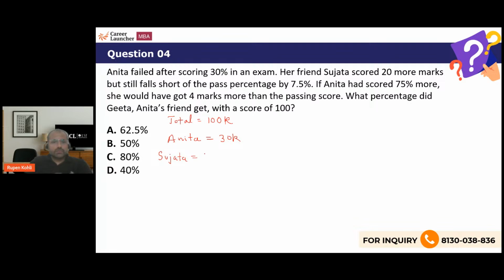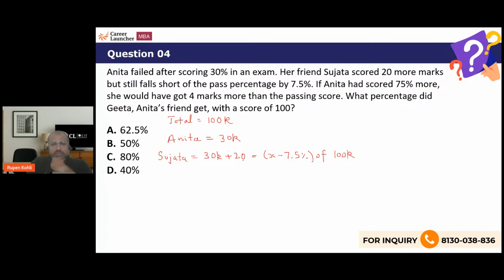Sujata scored 30k plus 20, but she still fails. She falls short of the pass percentage by 7.5%. So can I say that if x is the pass percentage, then Sujata's score is x minus 7.5% of the total score, which is 100k? That is what this means, right? She falls short of the pass percentage by 7.5%.